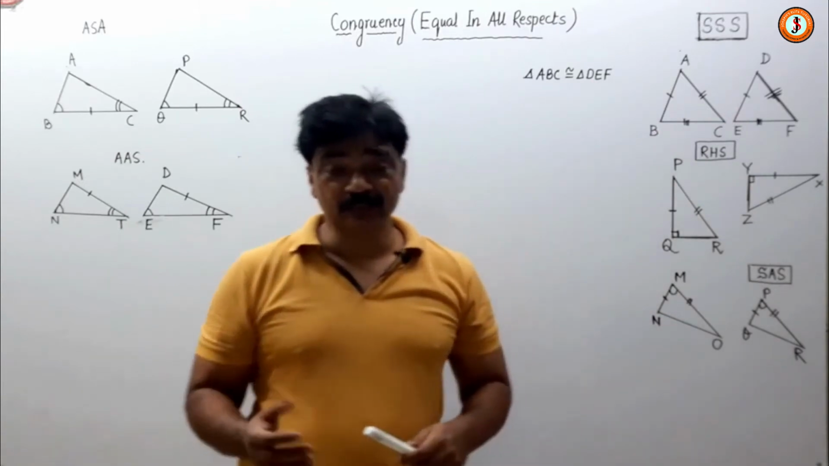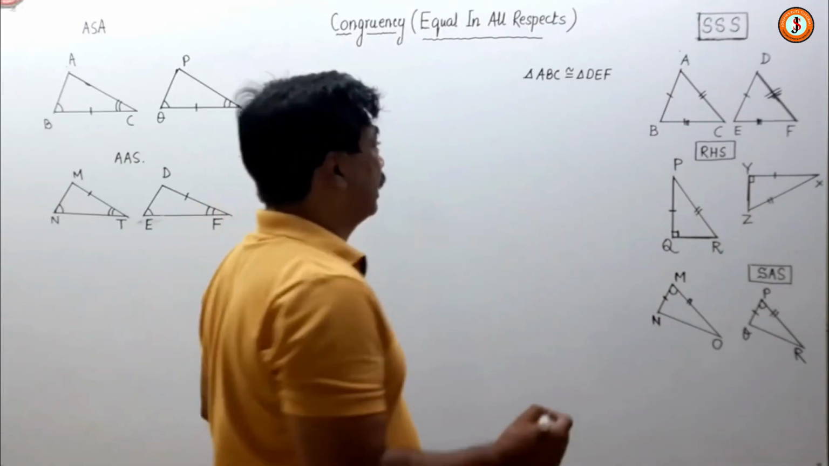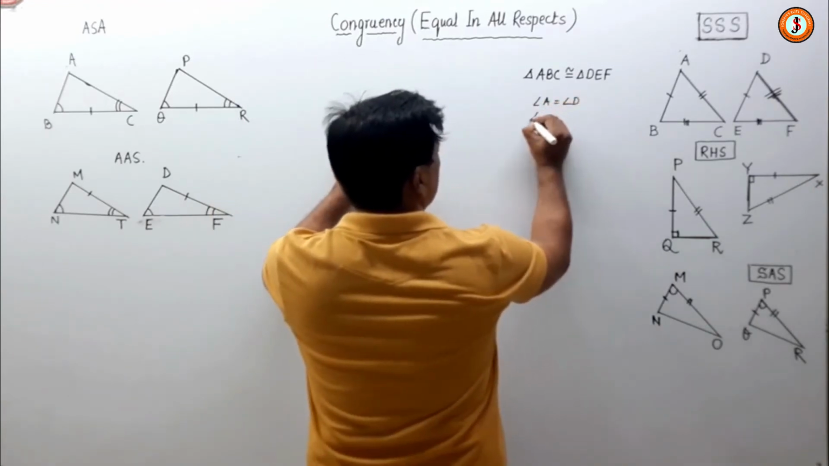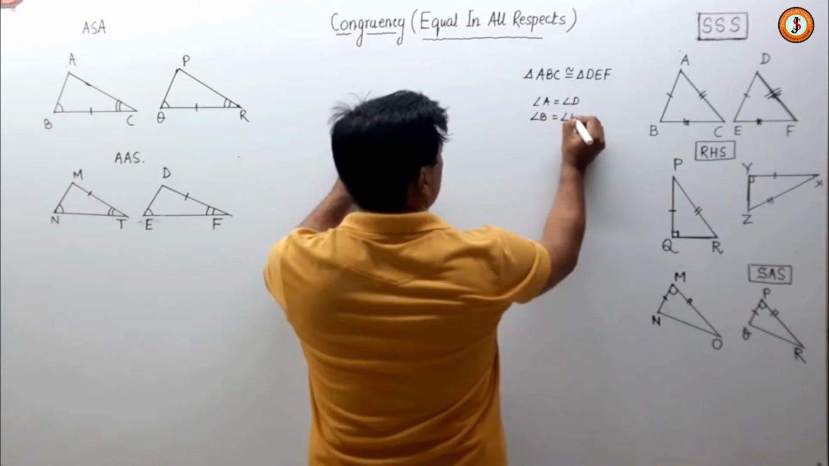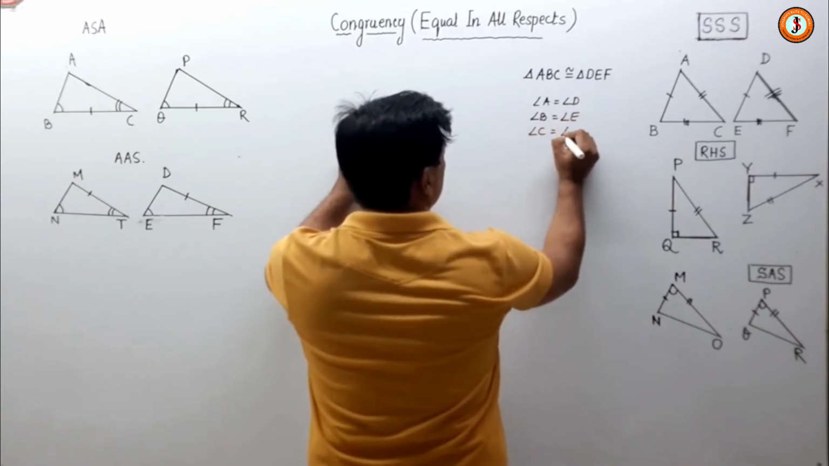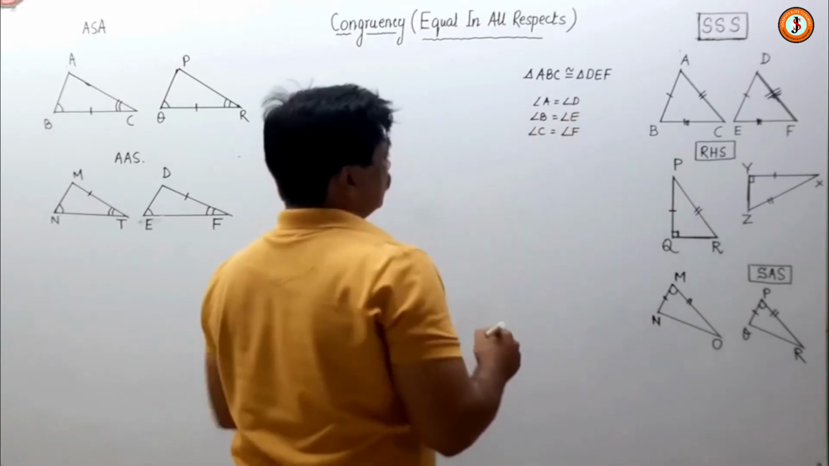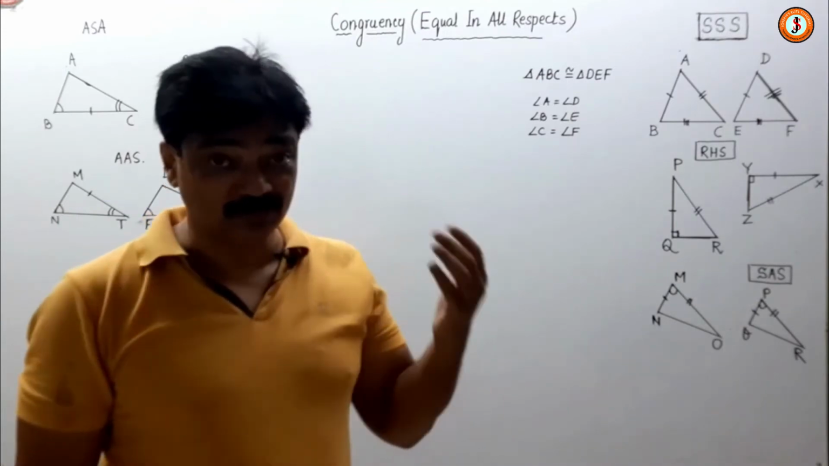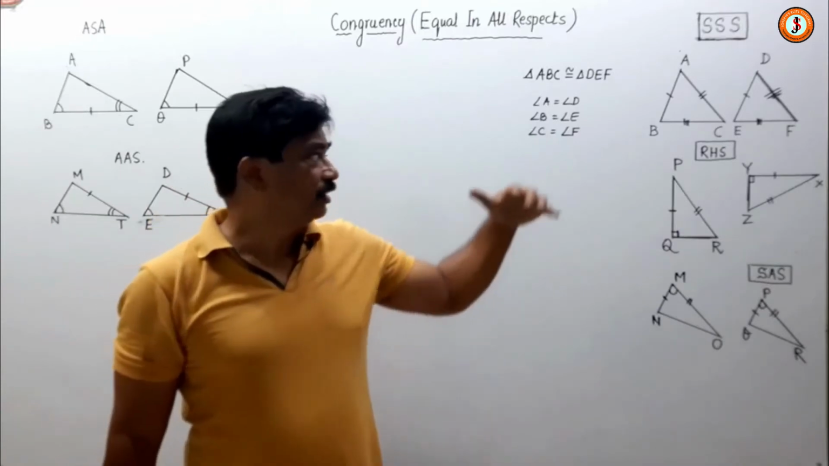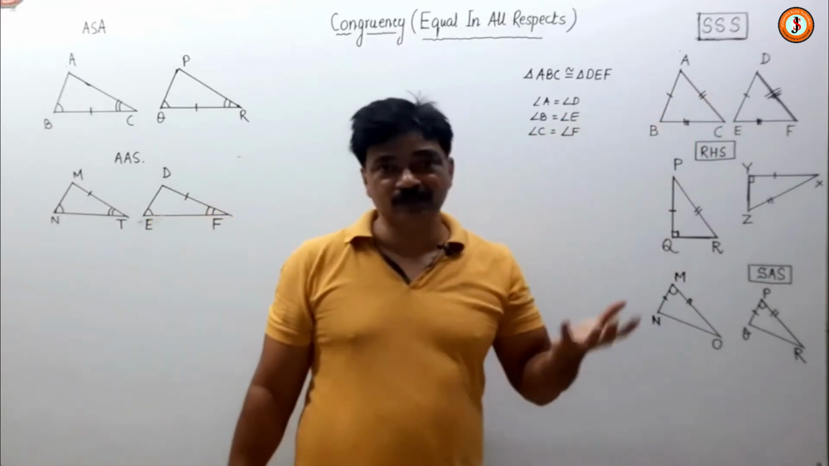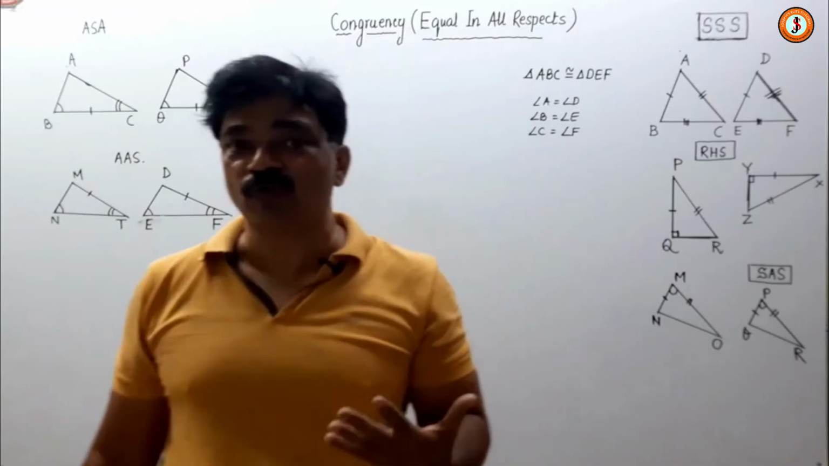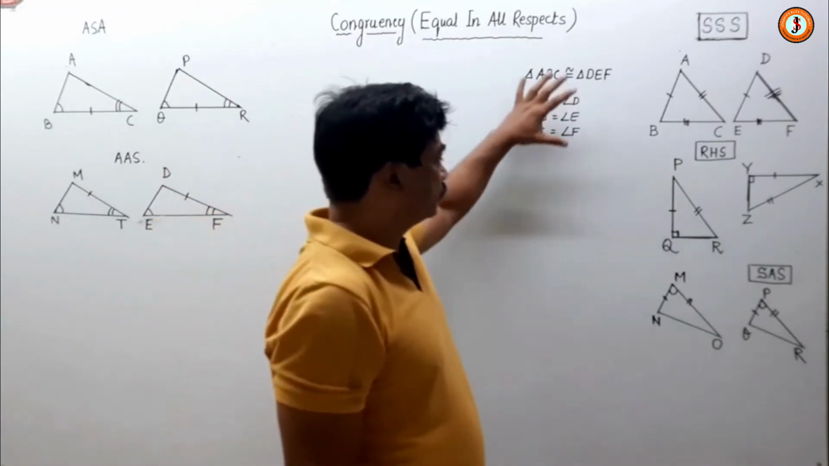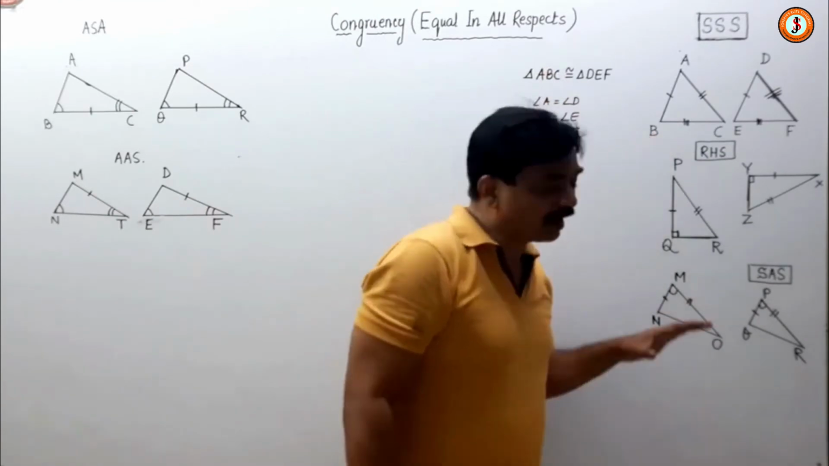And once the triangles are congruent, then the angles will be equal. Angle A will be equal to angle D, angle B will be equal to angle E, and angle C will be equal to angle F. So remember, there are 6 things which you have to prove equal: the 3 sides and 3 angles. So if by criteria the 3 sides are equal, then the triangles are congruent, and then you will say, so what? That means all the angles are also congruent. So first one is SSS, second one is RHS.